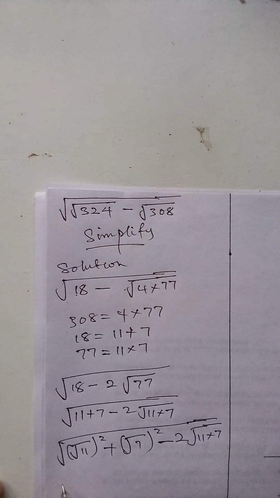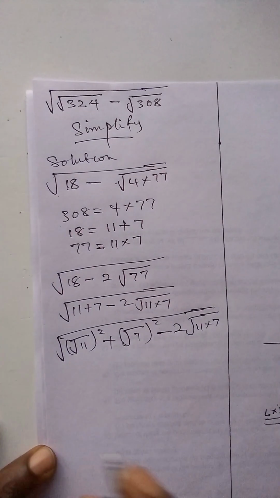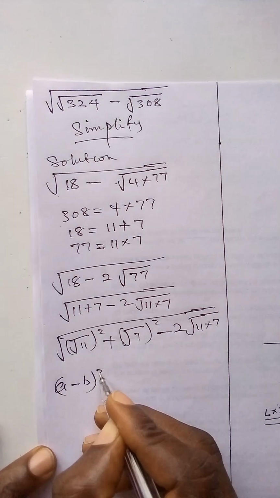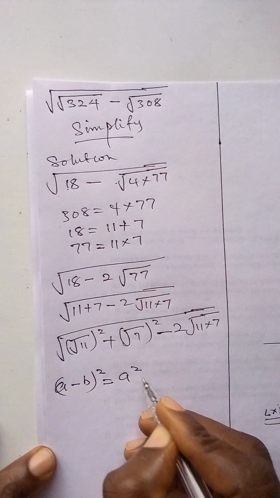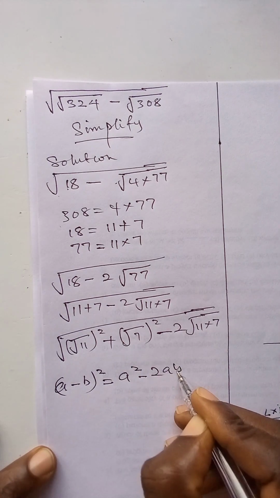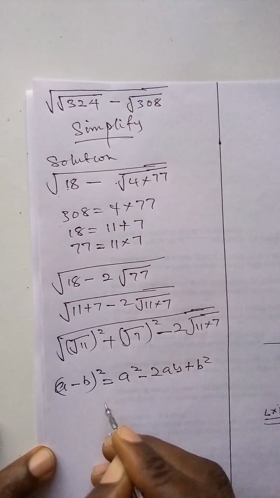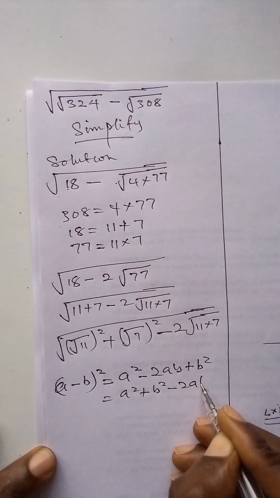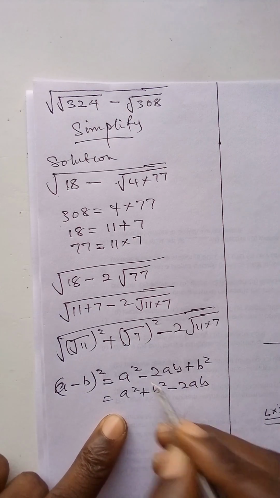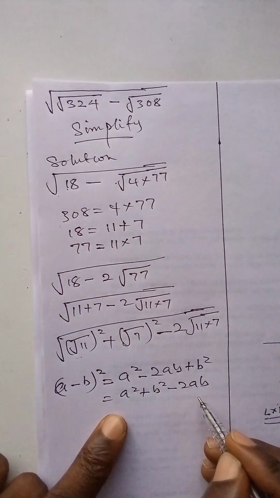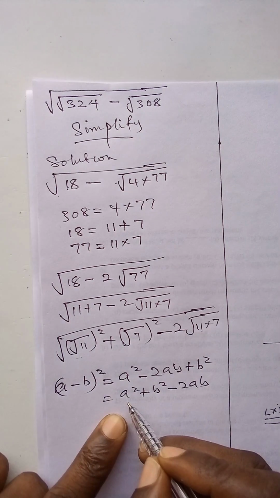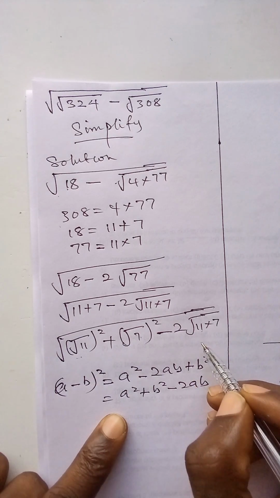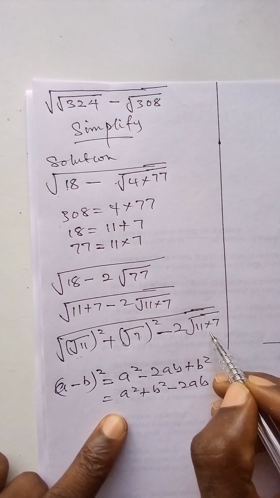Now let's remember that in algebra, we have an expansion like this: a minus b all squared is a squared minus 2ab plus b squared. So I can write it as a squared plus b squared minus 2ab. So this expression rather is in this form. That means that my 11 is a and my 7 is b. And we can see my minus 2 times square root of 11 times 7 is here.